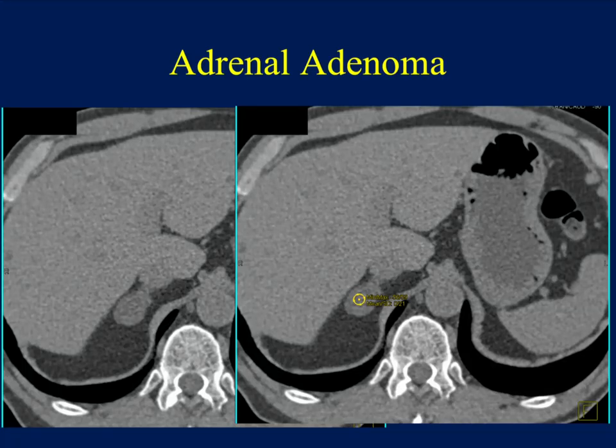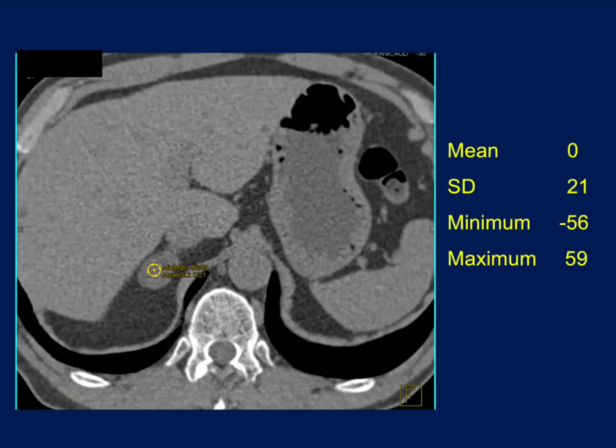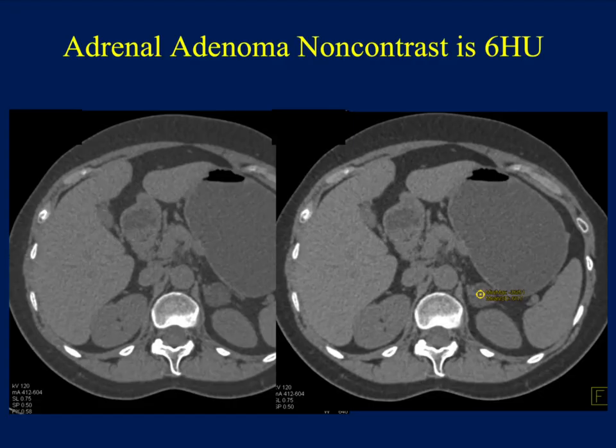Here's a very simple case. Incidental lesion, very well defined. This is water density. This is an adenoma. Again, you can see I drew a circle that's about 1 centimeter in size, placed it in the middle. You can see there's a standard deviation, there's a min, there's a max. We don't look at that. We look at the mean. The mean is 0. Next case, adenoma.